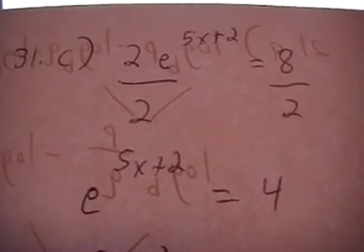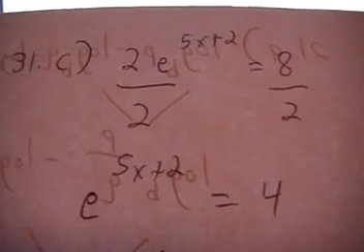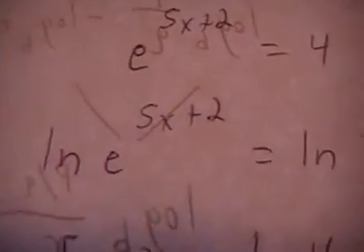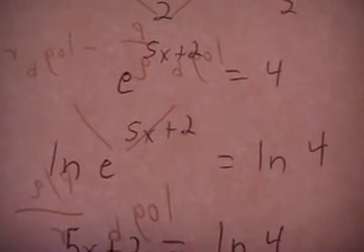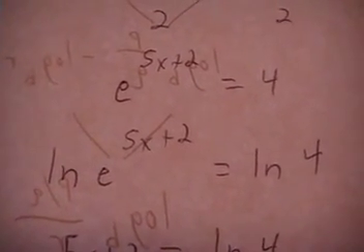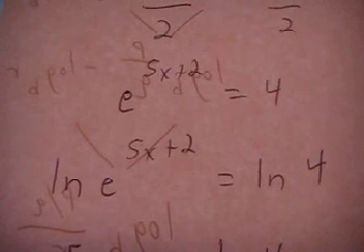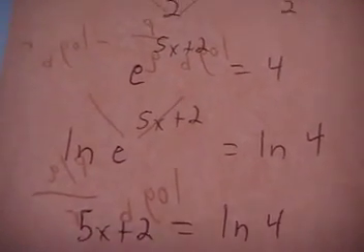So I have to put a log on each side of the equation to get that x out of the exponent. And here's the time, since the base is e, use ln instead. Don't use log, use ln when the base is e. Put an ln on both sides of the equation. Then you can bring the 5x plus 2 down.